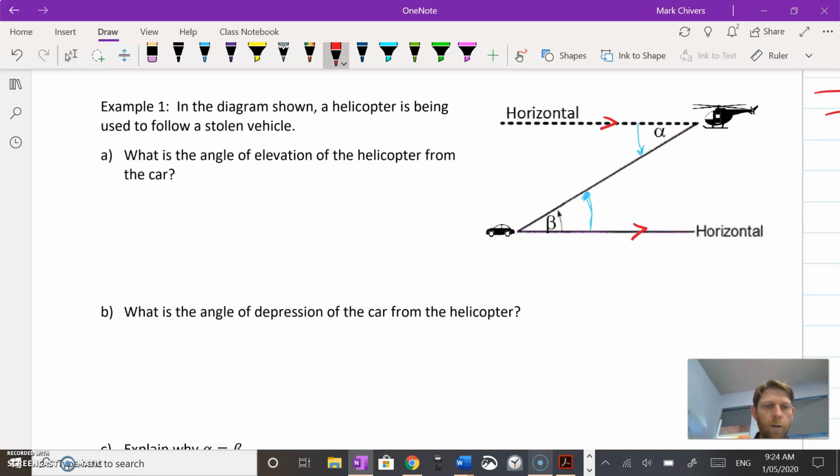So just having a look now at where we're at, the angle of elevation. What is the angle of elevation of the helicopter from the car? Really important, where are we looking from? We're looking from the car. So the angle of elevation from the car up to the helicopter is beta. And what is the angle of depression of the car from the helicopter? Remember, look for that word from. We're looking from the helicopter, so we're looking down, and that means we're using alpha.